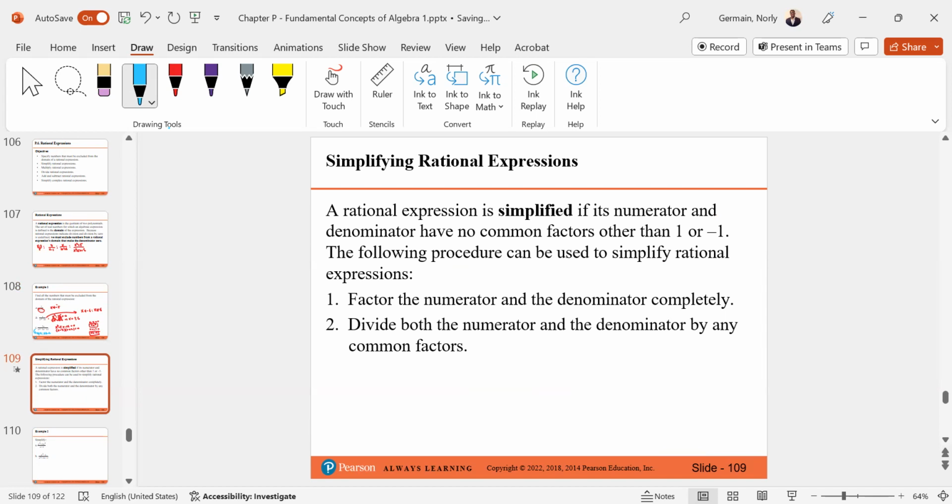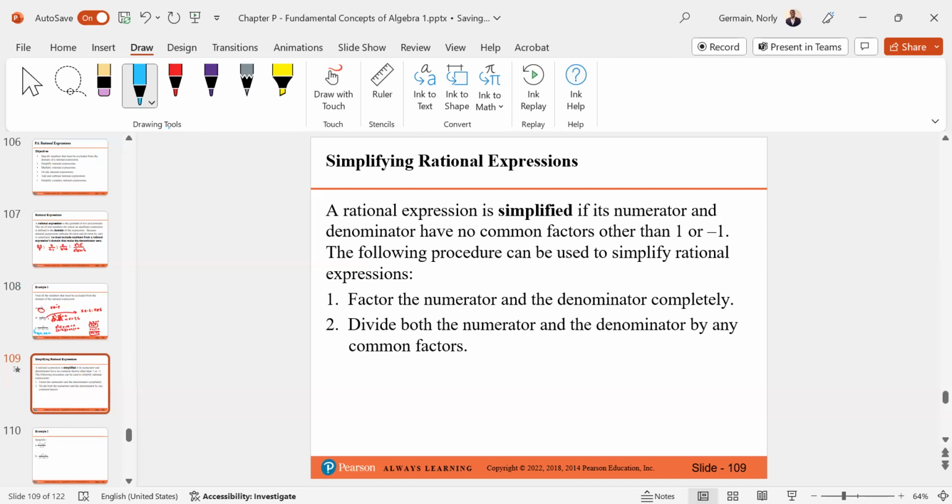To simplify a rational expression: a rational expression is simplified if its numerator and denominator have no common factors other than 1 or negative 1, right? So that's what we're trying to figure out. The following procedures can be used to simplify rational expressions. First of all, factor the numerator and the denominator completely, then divide out common factors.